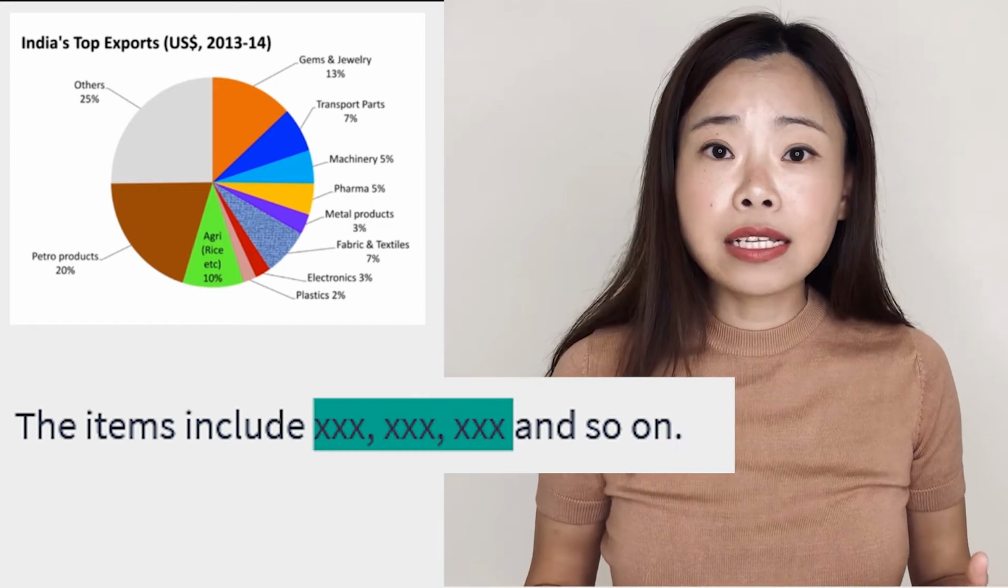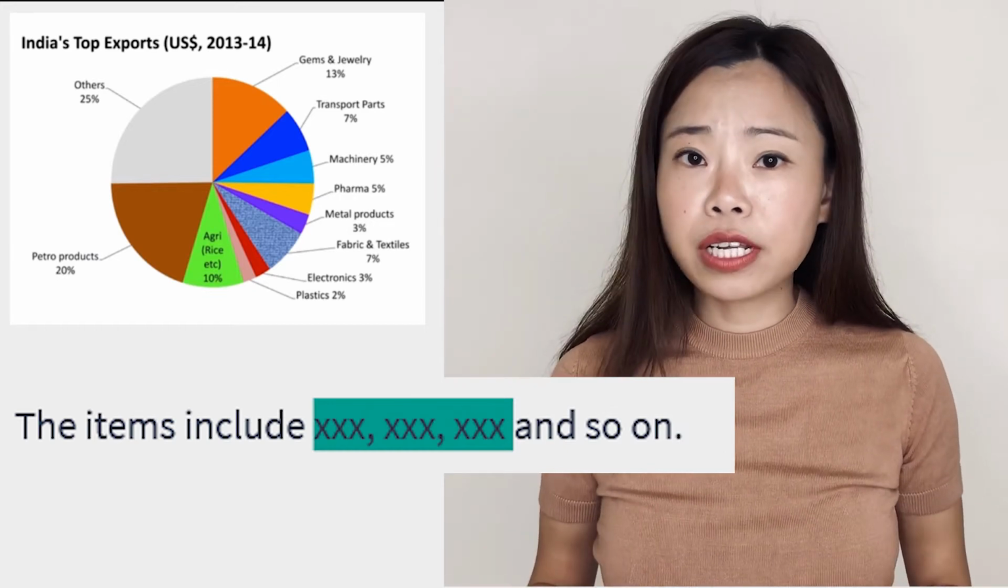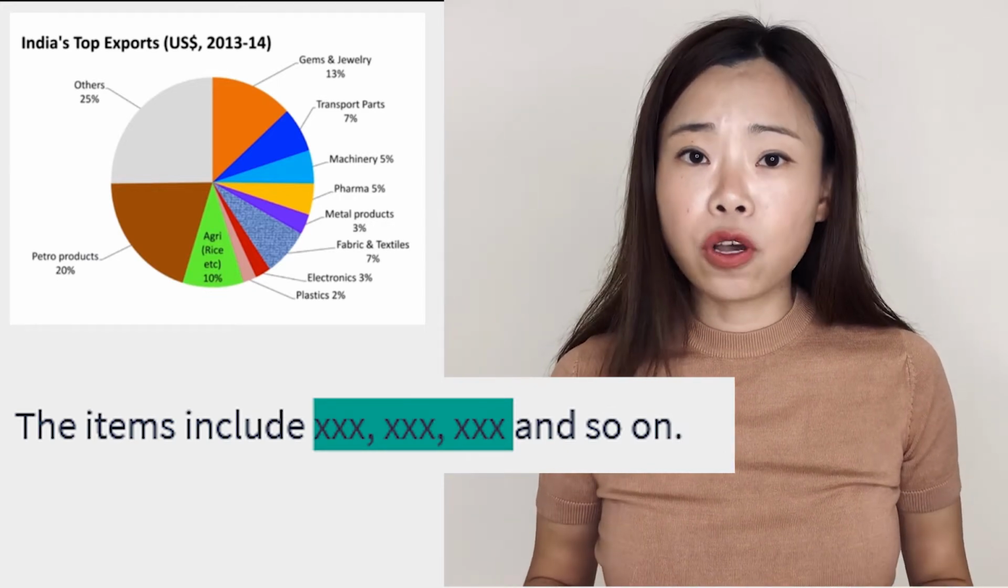For example, for this pie graph, you can say the items include transport parts, machinery, metal products, and so on. Pick the word that you're most comfortable with. The important thing here is to maintain your oral fluency and pronunciation. Now let's move on to the body part of the template.